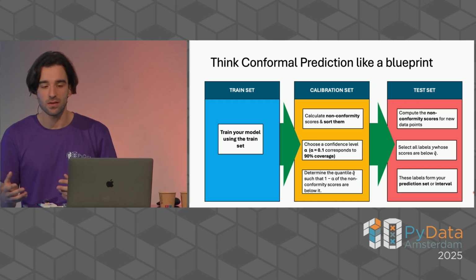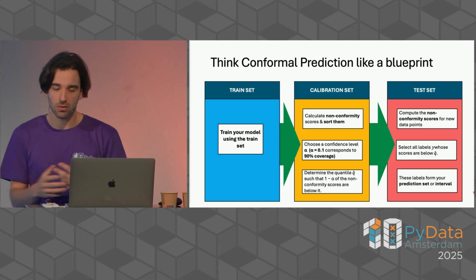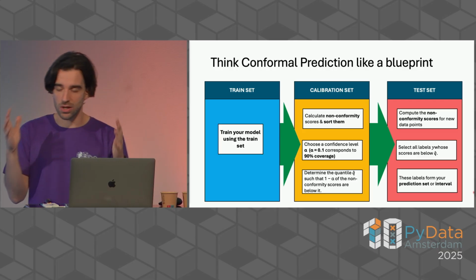Now, on the test set, this would look the same. We compute the non-conformity scores for the new data points, we select all labels, and for each label we construct a prediction set.